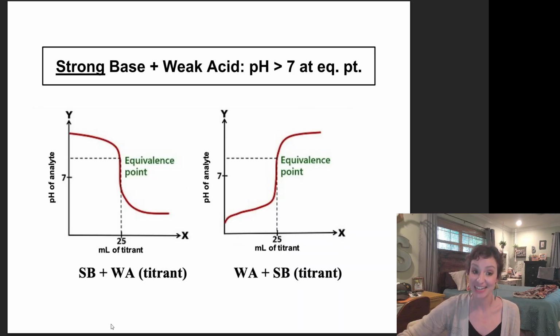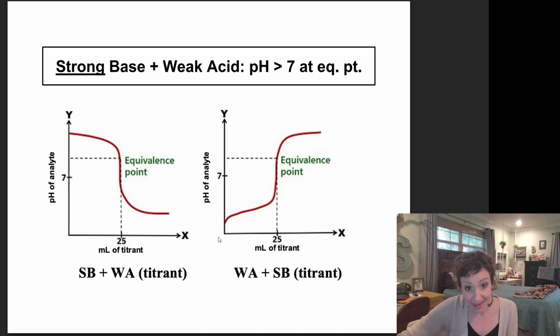Now, if I titrate that strong base in my flask with a weak acid, the strong base will make the pH basic at the equivalence point, okay? Which is why here my equivalence point is marked with a pH that is still greater than 7. Okay, so this is me adding a weak acid to a strong base.